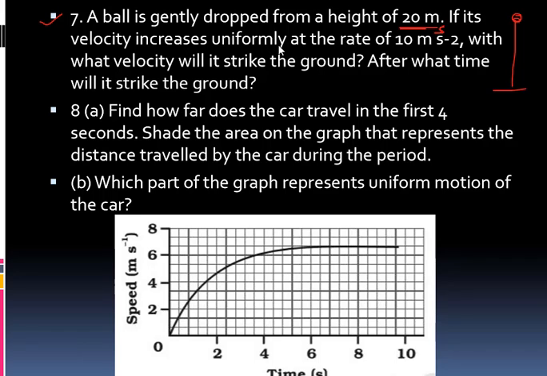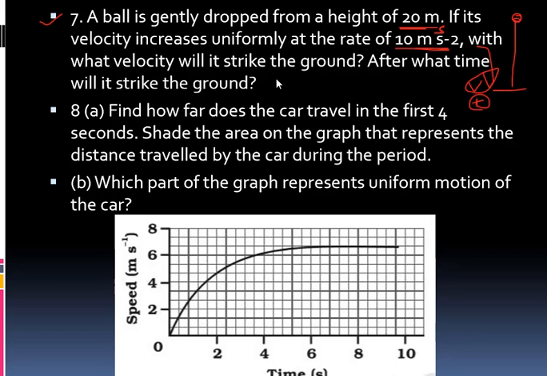If its velocity increases uniformly, see its velocity is uniformly increasing. As the ball is dropped, its initial velocity is 0. That means at this point u is equal to 0. At this point v, what is the final velocity? We don't know. Acceleration is given, 10 meters per second squared. With what velocity will it strike the ground? After what time will it strike the ground? So here you need to calculate two things. First, what is the velocity of the body, this one. Second, what is the time taken by the body to cover this distance.